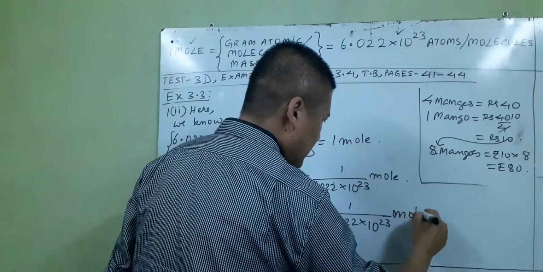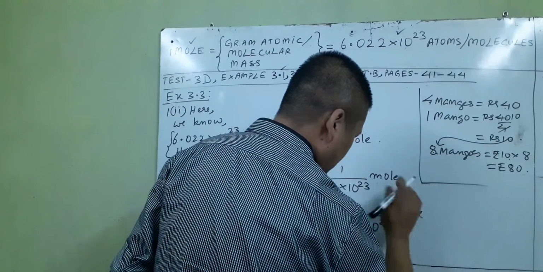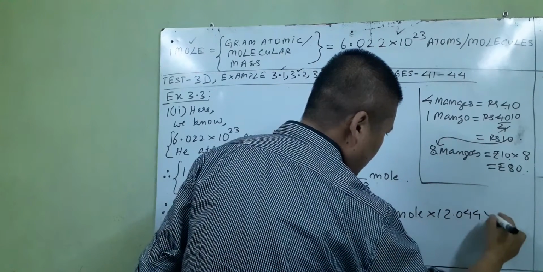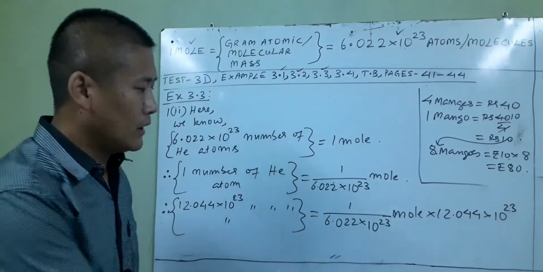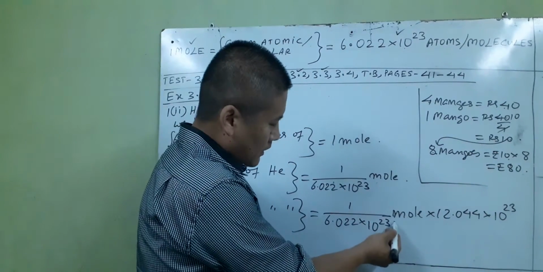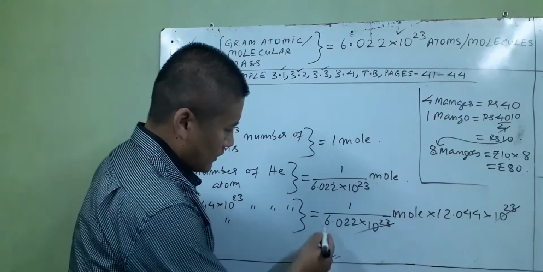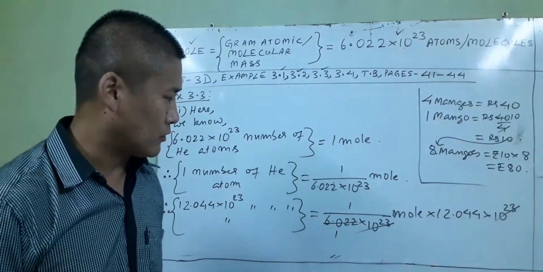Mole, you can write right and left. So left there, left down. So that is 12.044 into 10 to the power 23. Do it slowly by thinking, then it's easy. 10 to the power 23 down and up will cancel. Then here, just notice this 6.022 into 1 is 6.022.